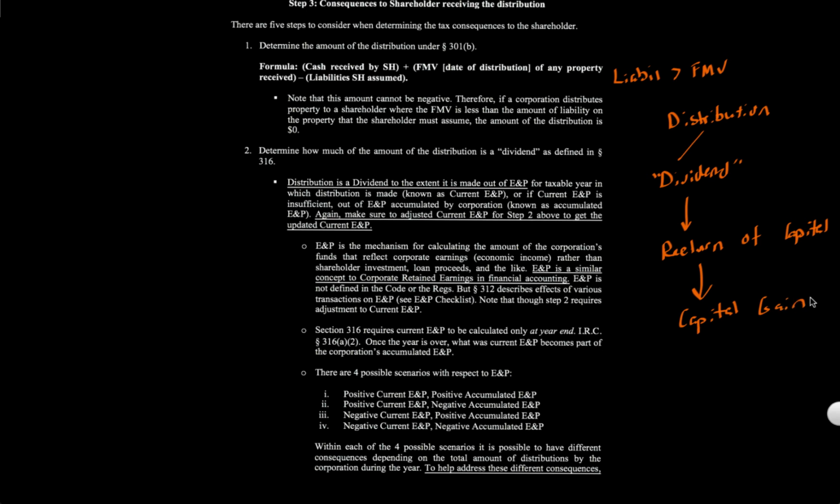In step 2, we're considering how much of the distribution is a dividend. Now, a dividend is defined in Code Section 316 to the extent of earnings and profits of a corporation.